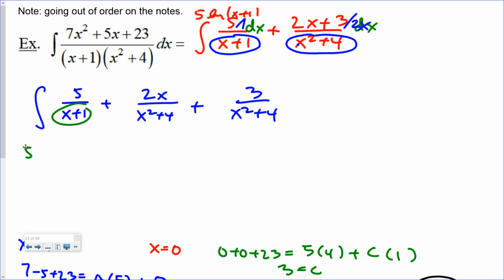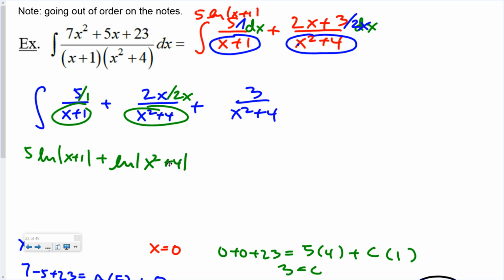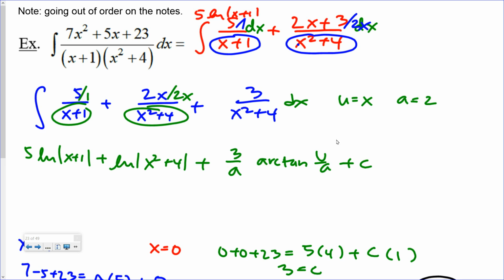This is my u. This will be divided by the derivative. That's going to be 5 ln of x plus 1. If this is my u, the derivative of x squared plus 4 is 2x. That cancels out to 1. So this will be 1 times ln of, well, I don't even have to put the 1 times. So ln of x squared plus 4. Okay, this one, what's it going to be? Arctangent. I'm just going to write this answer for you, but you guys can figure it out. It's going to be 3 over a arctangent of u over a plus c, and your u here is going to be x, and your a here is going to be 2. I'll let you guys plug that in. All right, and that's the answer.